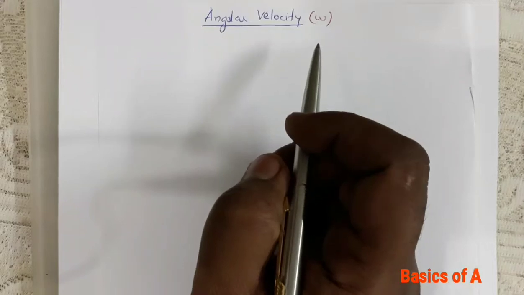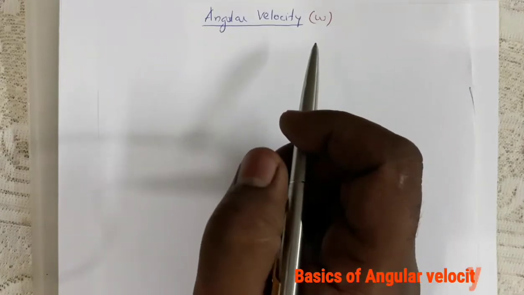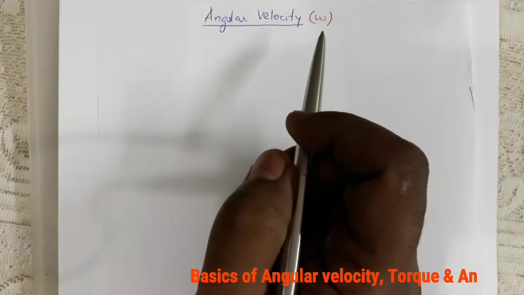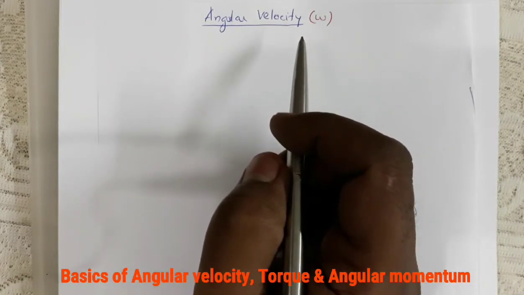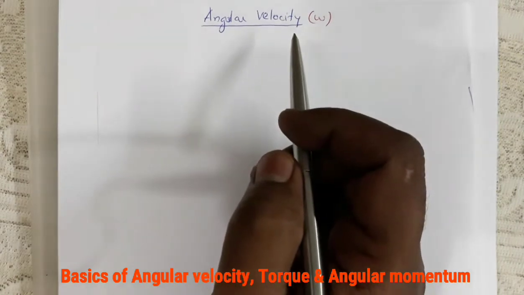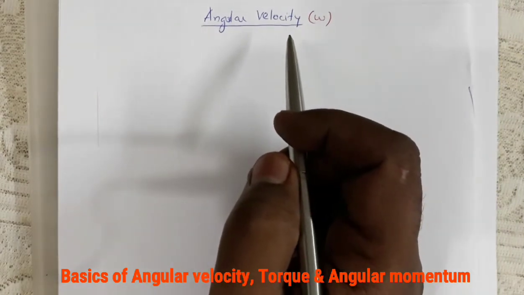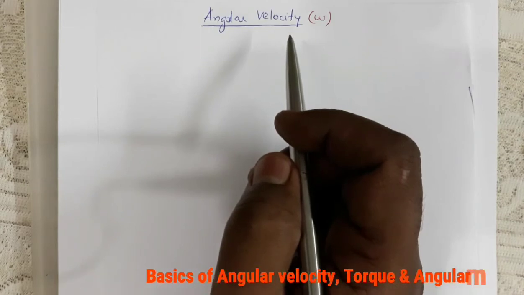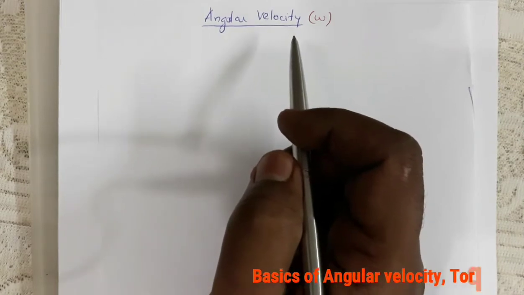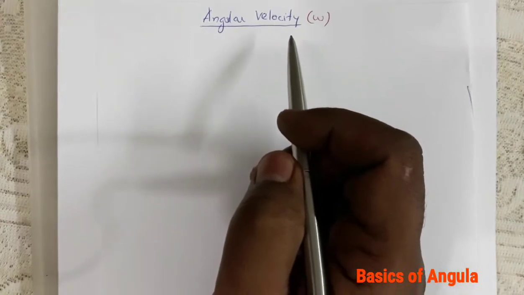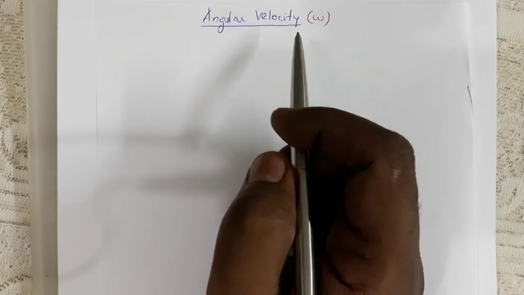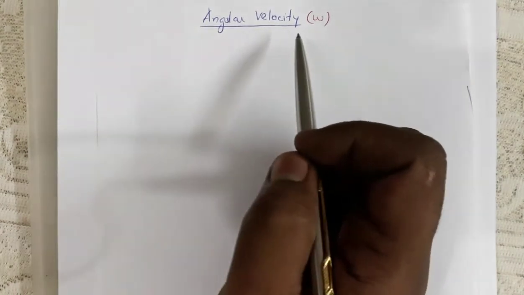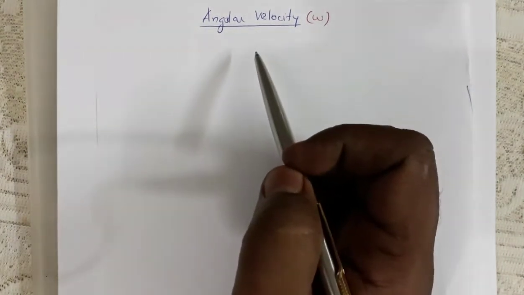So hello students, in today's video I am going to discuss three topics, namely angular velocity, torque and angular momentum from the chapter System of Particles and Rotational Motion. This video will be useful for both class 11 students as well as students who are preparing for JEE and NEET. The first thing I'm going to explain is the term angular velocity.